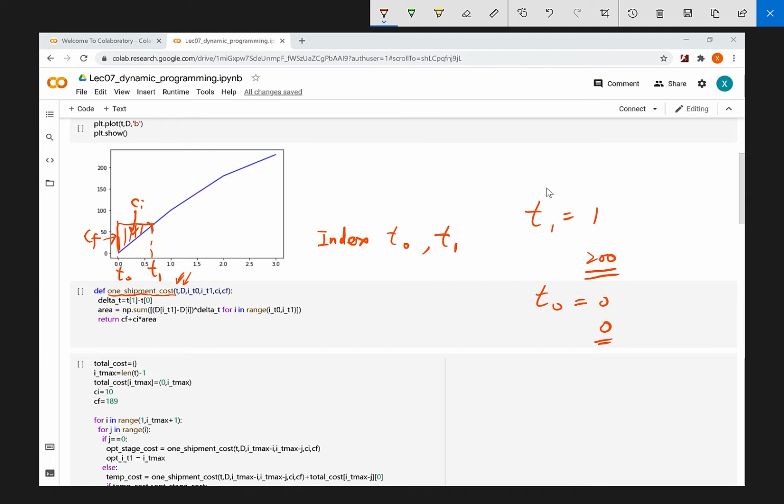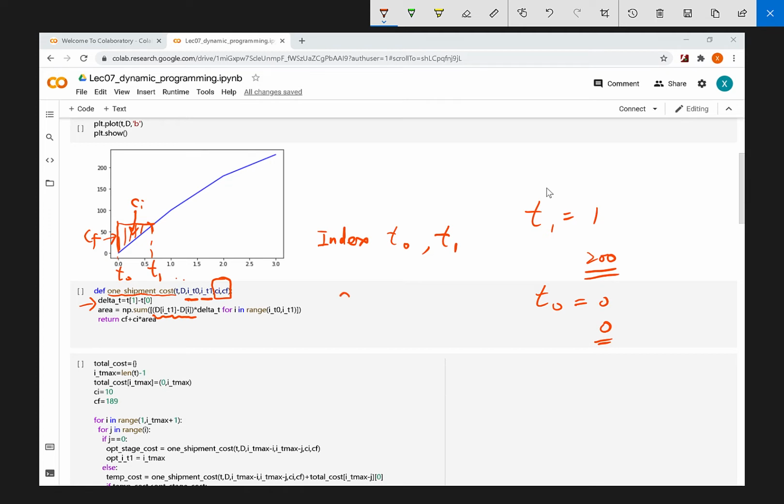Okay, so we call this the index. We call the index for t0 I t0, and the index for t1 I t1. Definitely we give the parameters for CI and CF. Okay, so the calculation for the one-step cost is pretty easy. We first calculate the resolution based on the one step on the t-axis, and then the area can be calculated based on a numerical integral, for which we just use a very simple integral.